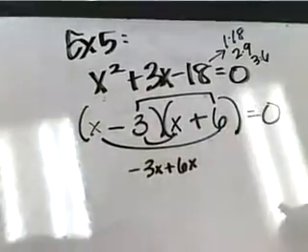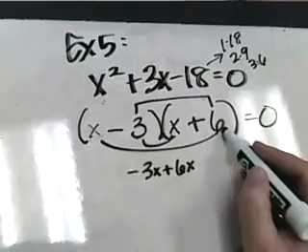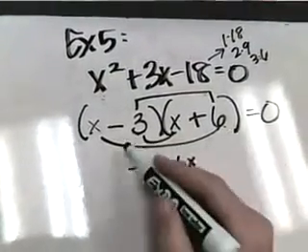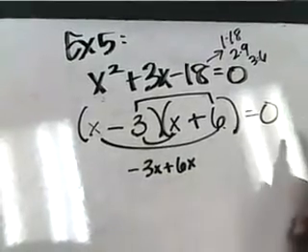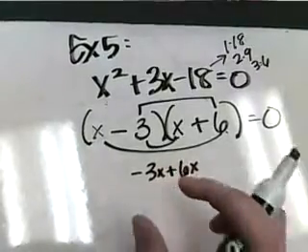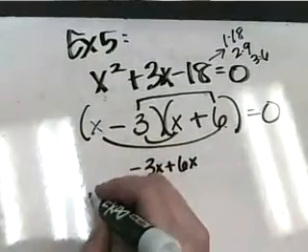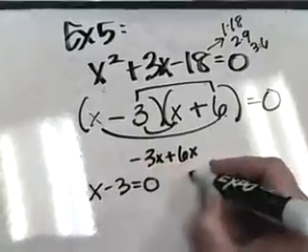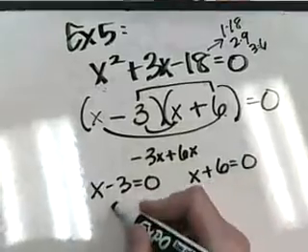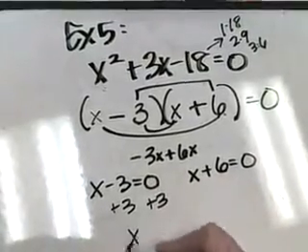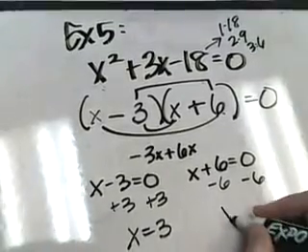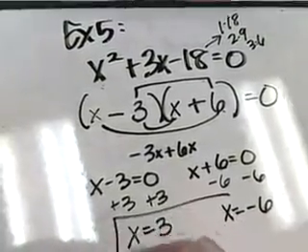If I do my double check, negative 3 times 6 gives me negative 18. So there's my factoring right there. X minus 3, x plus 6 equals 0. Now we have to solve it. This part's easy. I take each set and set them equal to 0. So I have x minus 3 equal to 0, and I have x plus 6 equal to 0. Now I just need to get x by itself. X equals 3. X equals negative 6. There's my 2 solutions.